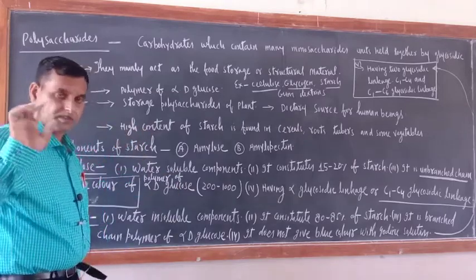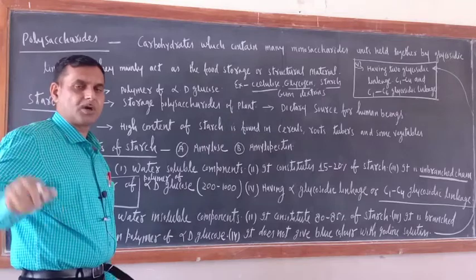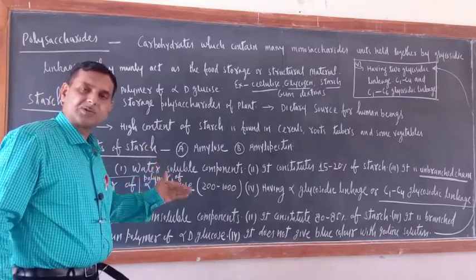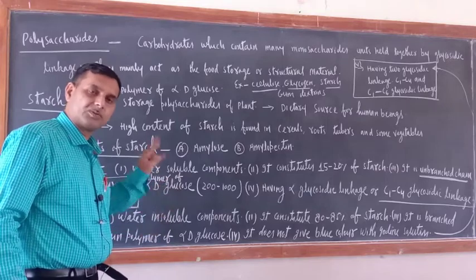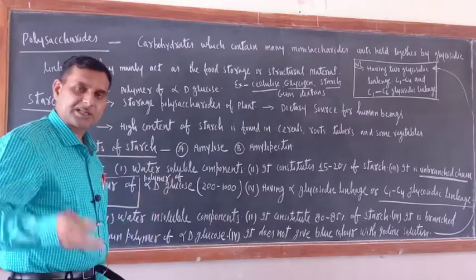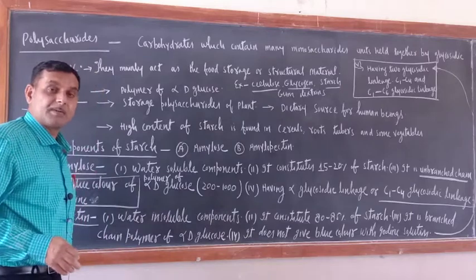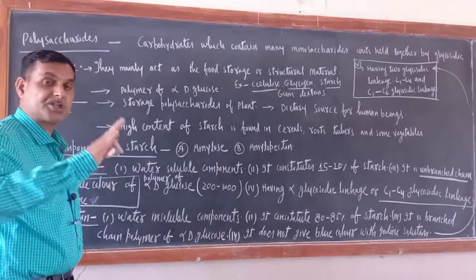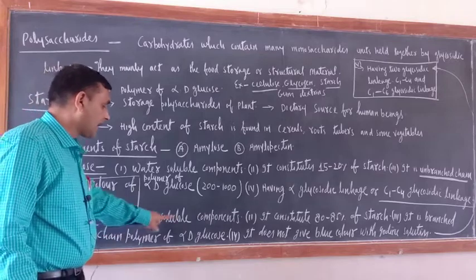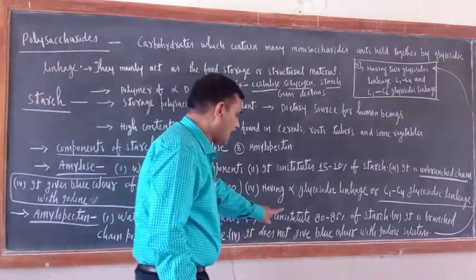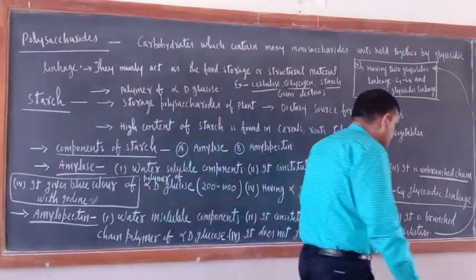Means the monomer is the same only. In case of amylose also alpha D glucose, in case of amylopectin also alpha D glucose, but the glycosidic linkage arrangement is different. In case of amylose, what is there? Unbranched chain of alpha D glucose is there. Here, branched chain polymer of alpha D glucose. It does not give blue color with iodine solution.